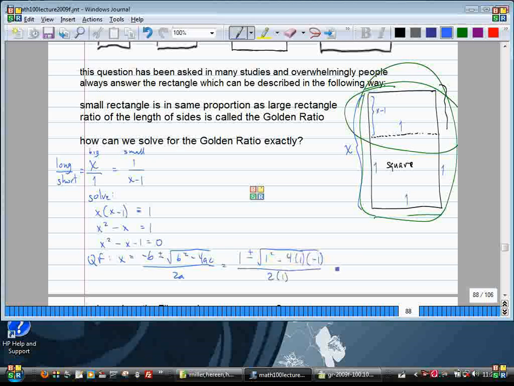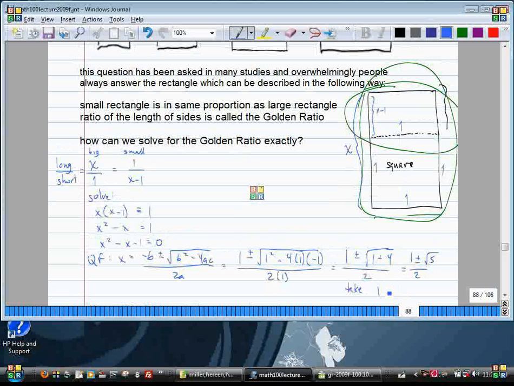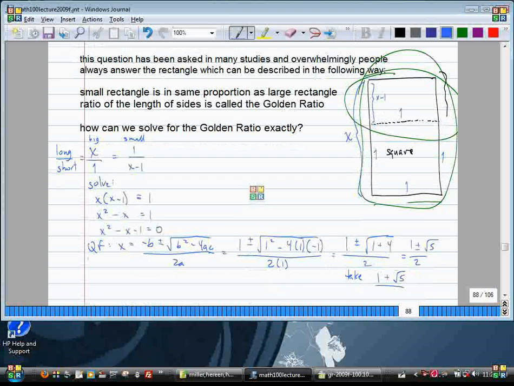So what does this work out to be? 1 plus or minus the square root of 1 squared, which is 1, and then you get 4 times 1 times 1, which is 4. You're going to have a negative and a negative, so that becomes a plus, all over 2. So this is 1 plus or minus the square root of 5, divided by 2. Now it turns out that if we do 1 minus the square root of 5, you get a negative number. So we're not interested in the negative number, we're interested in the positive number. So finally we get 1 plus the square root of 5 over 2. And that's the golden ratio.